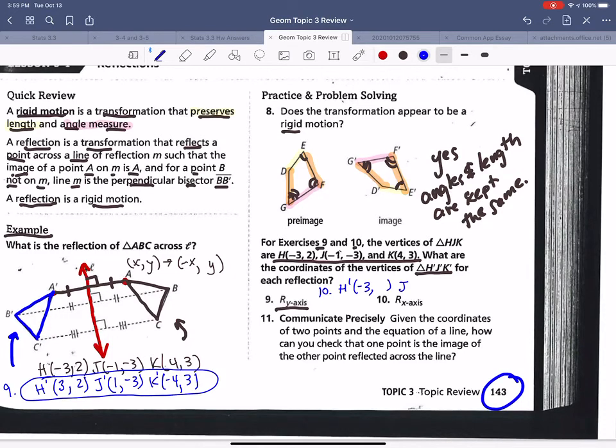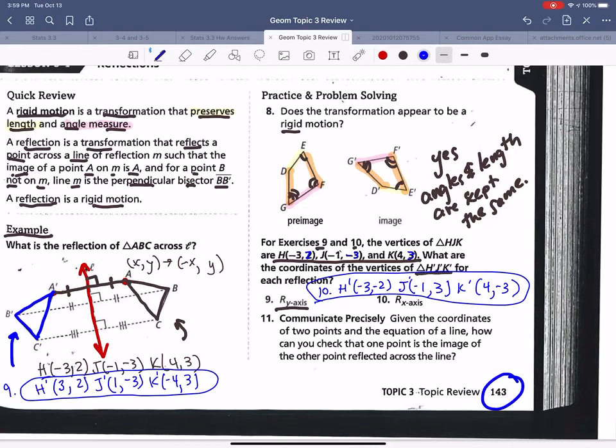X stays the same. So -3 stays -3. -1 stays -1. 4 stays 4. And the y changes sign. So this y, 2, is now -2. The -3 is now +3. And the +3 is now -3. All right. So there's my coordinates after my reflection.